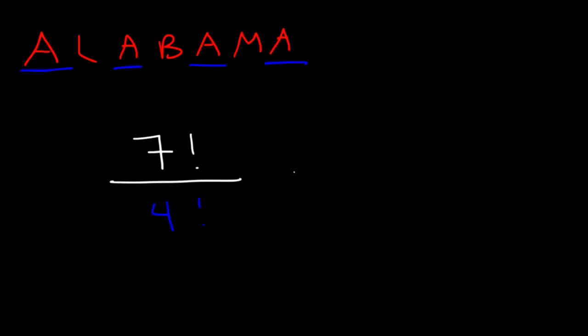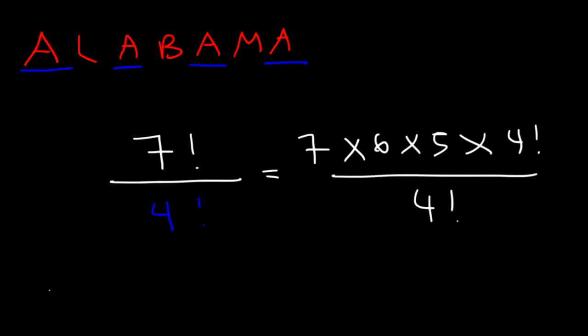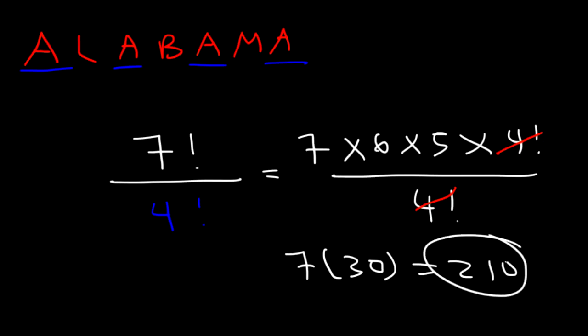So therefore, this is going to be 7 times 6 times 5 times 4 factorial divided by 4 factorial. And so we could cancel these two. We know that 6 times 5 is 30, and 7 times 30 is 210. So that's how many different ways you can arrange the letters in the word Alabama. Let's try another example. What about the word Mississippi?